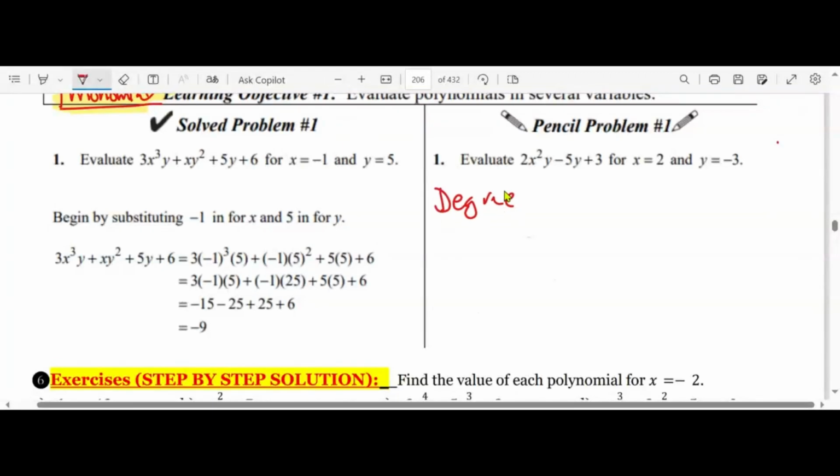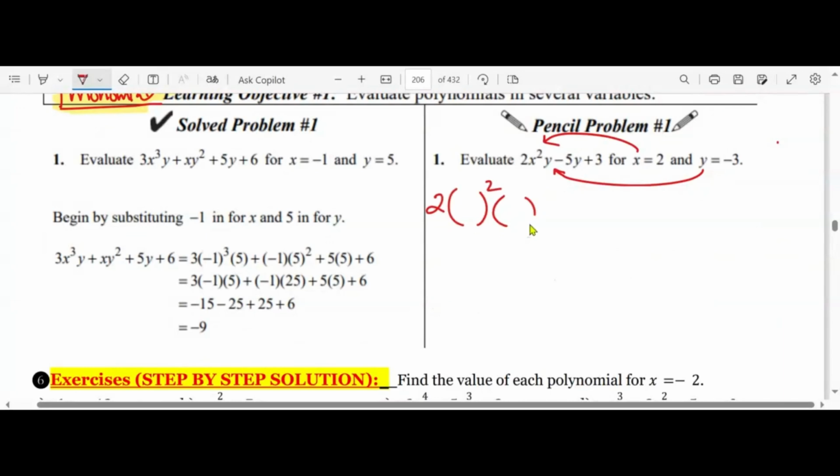Okay, so is he asking for the degree? No. He's asking to evaluate. So all I have to do is replace x by how much? 2. And y by what? Minus 3. Exactly. So I'm going to put 2.